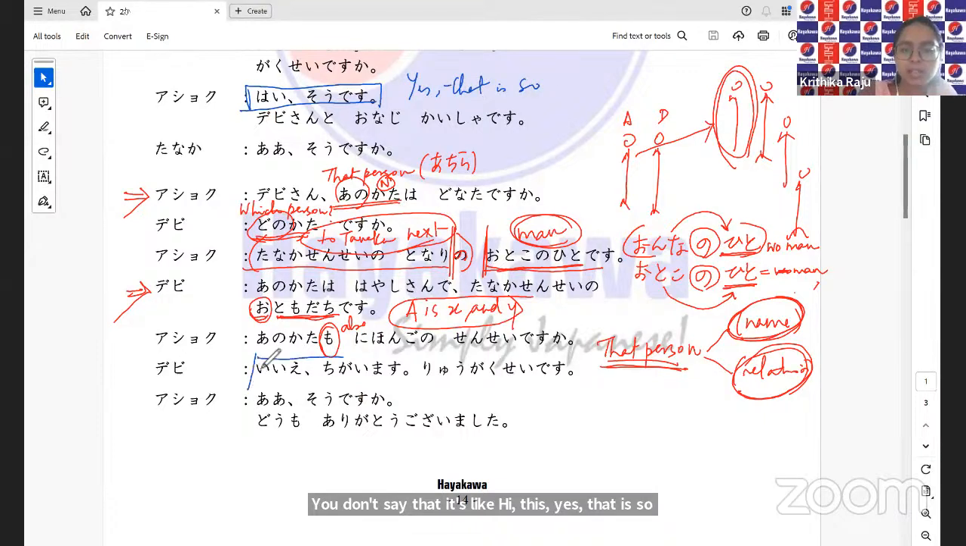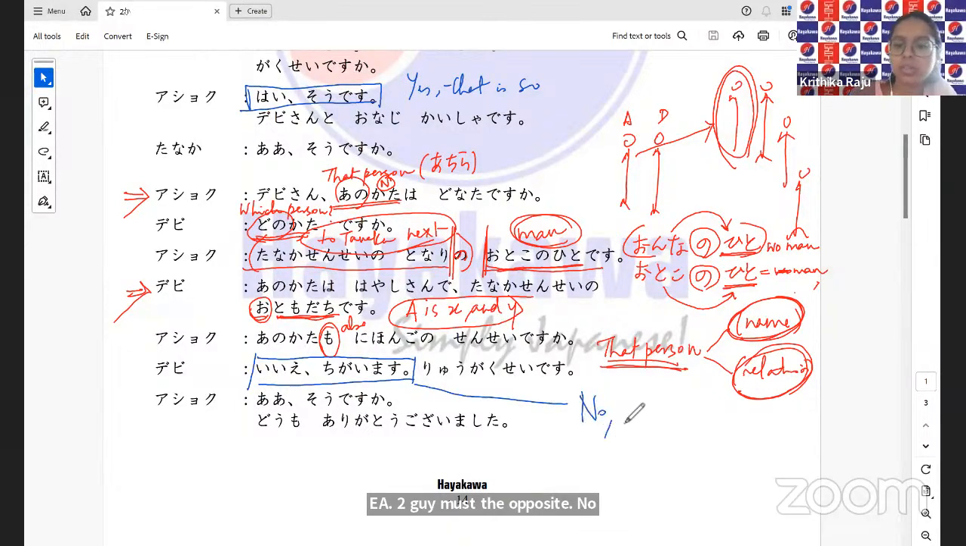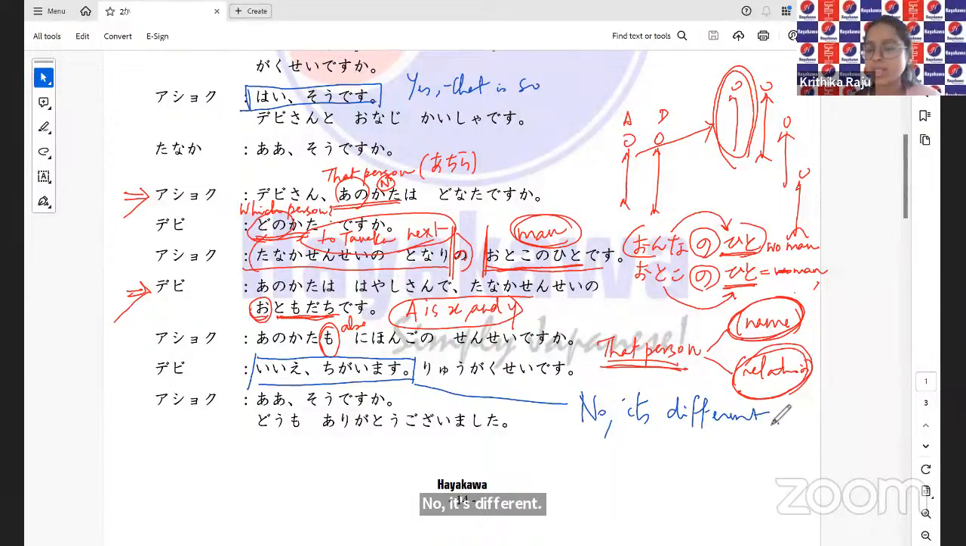Iie, chigaimasu is the opposite. No, that's different. No, it's different. He is not a Japanese language teacher. It's different. What is he? Ryugakusei. What is Ryugakusei?